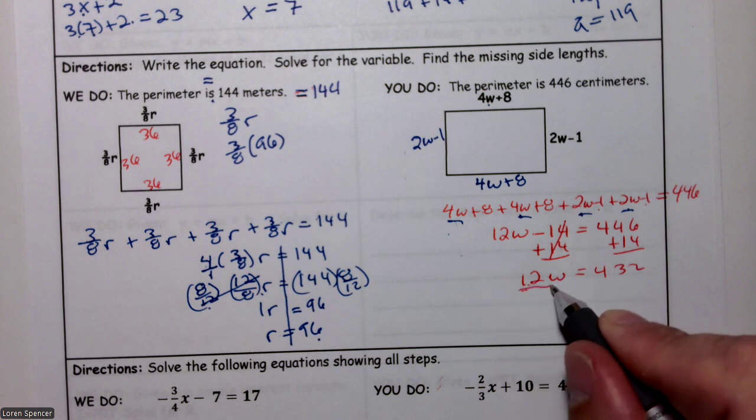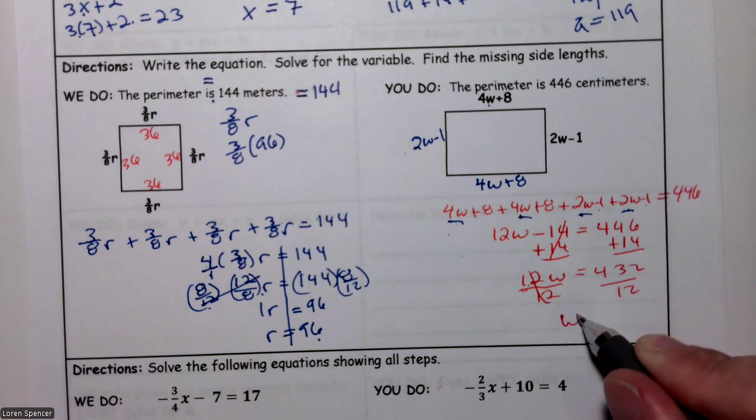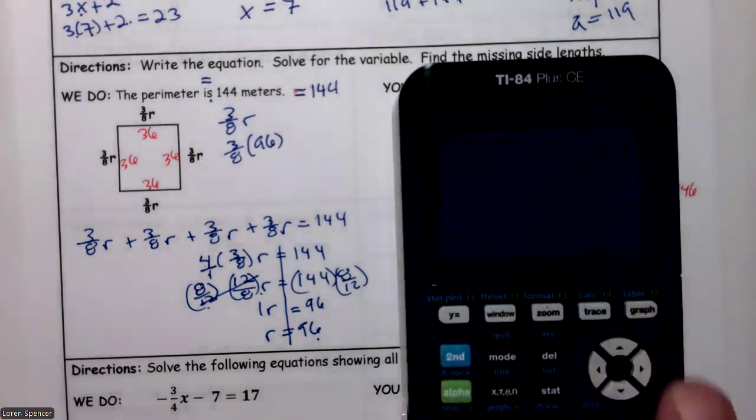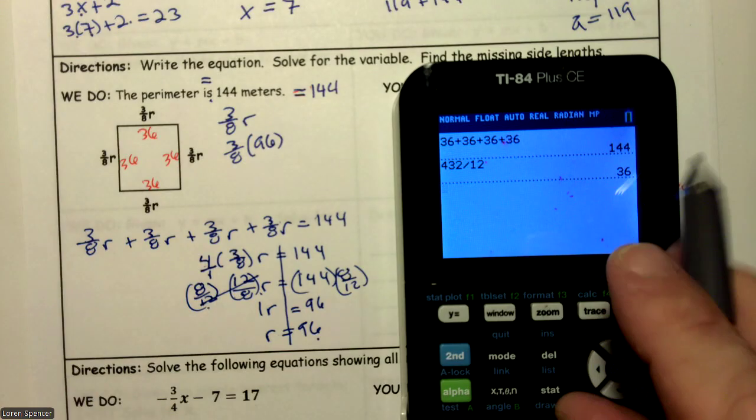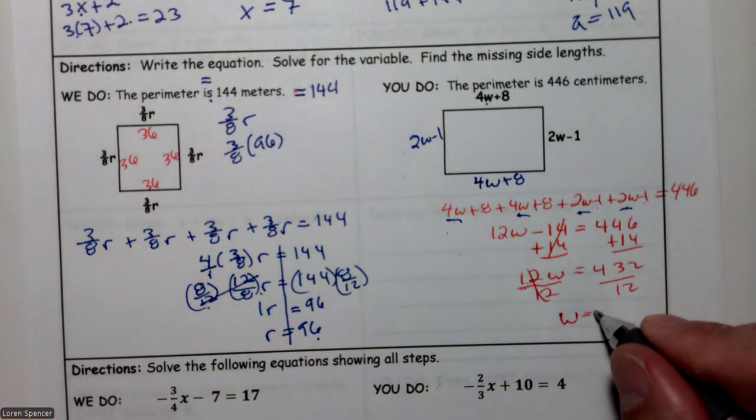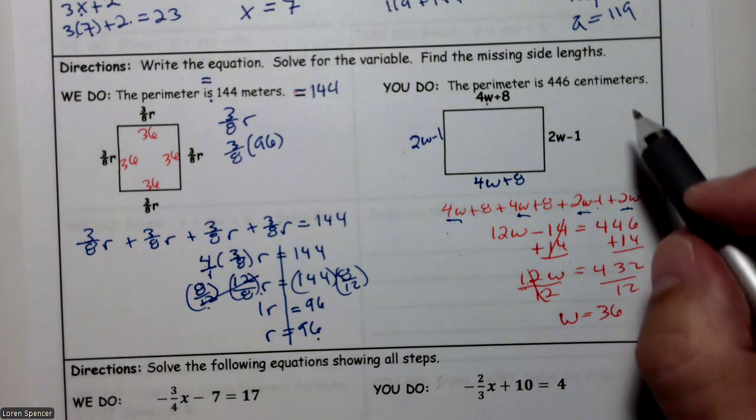And this is being multiplied, so I'm going to divide because we're going to do the opposite. All right, if we take 432 and divide it by 12, we get 36. So W is 36.